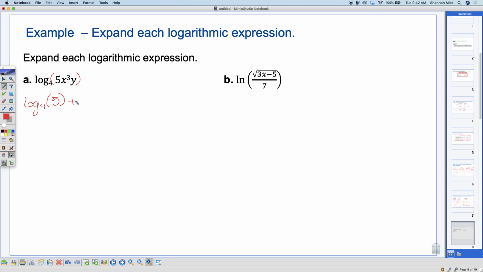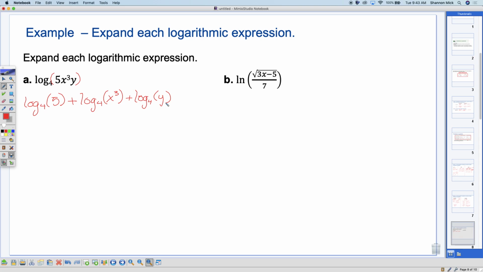Okay, so it's going to be log base 4 of 5 plus log base 4 of x cubed plus log base 4 of y. You have to put the 4s there every time. This does not work if the bases of the logarithms are not the same. If the bases are not the same, I cannot combine them, just like with exponents, where I can't add exponents unless the bases are the same, right?